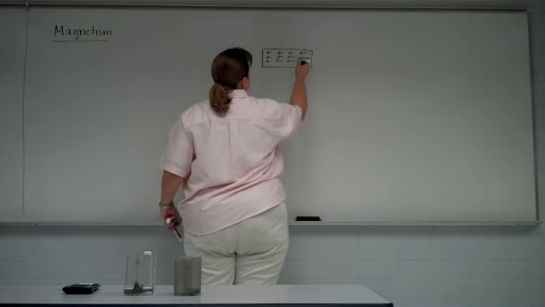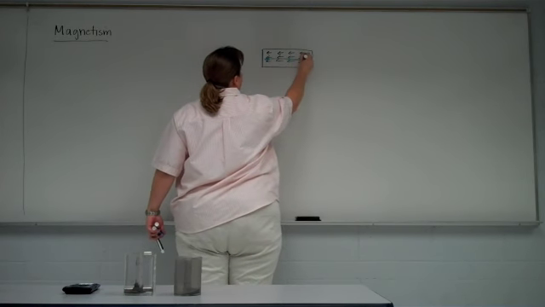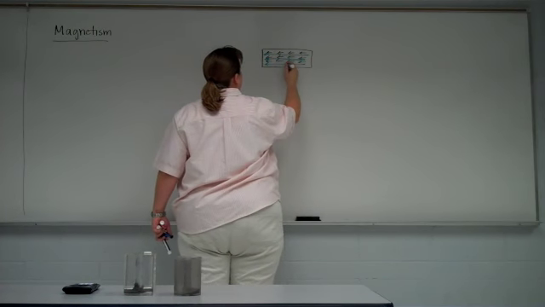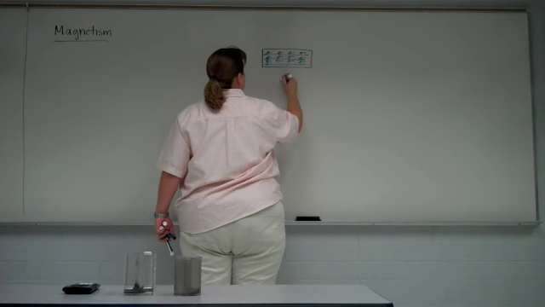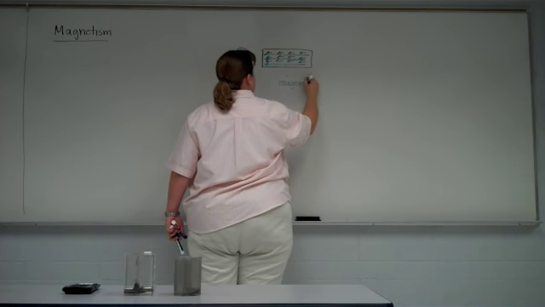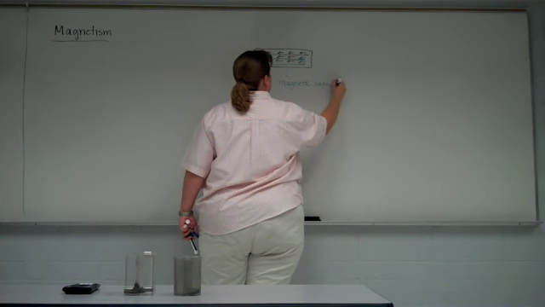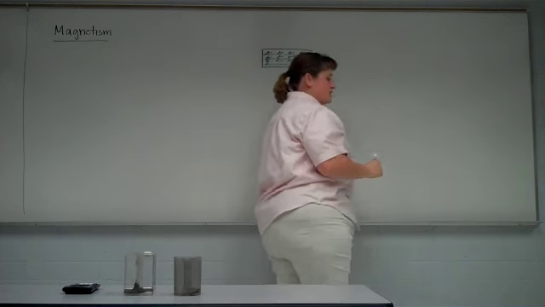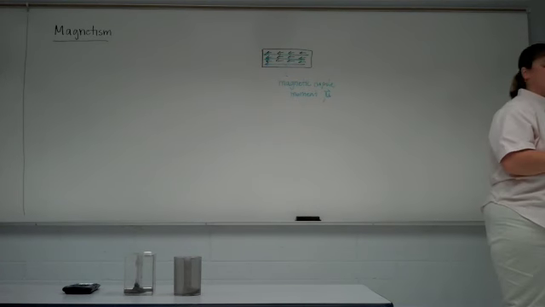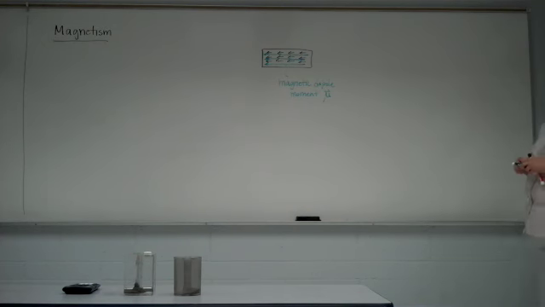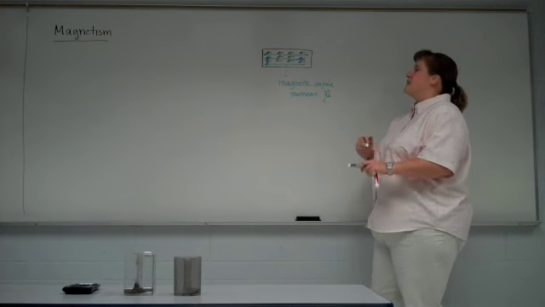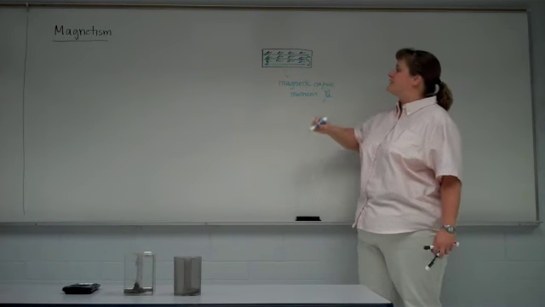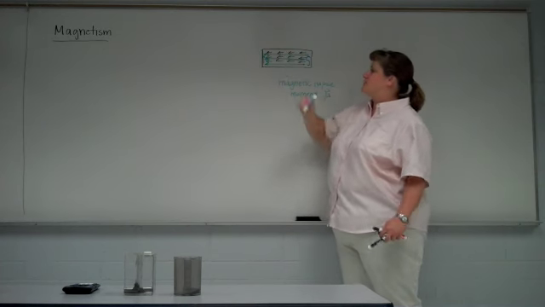Magnetic dipole moment points throughout the entire magnet. It's actually an extension of the magnetic field that the magnet creates. The symbol we use for the magnetic dipole moment is a mu, a lowercase mu. It is a vector. It does have a direction associated with it. Within a magnet, the magnetic dipole moment points from the south end of the magnet towards the north end of the magnet.